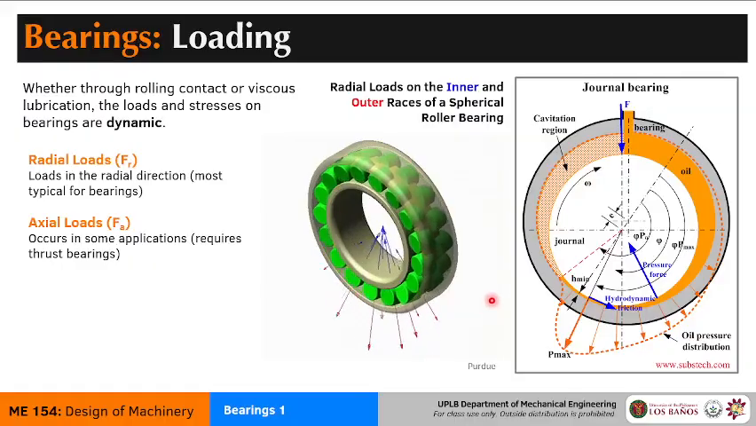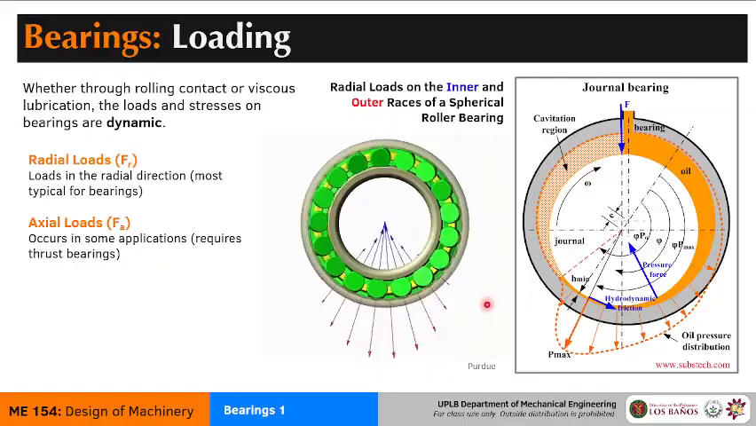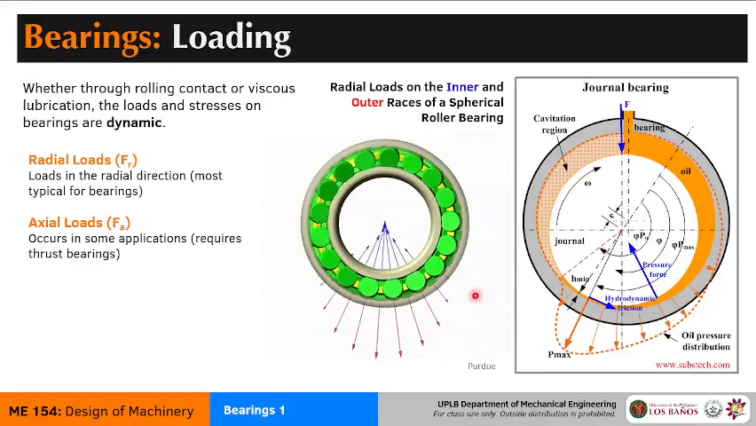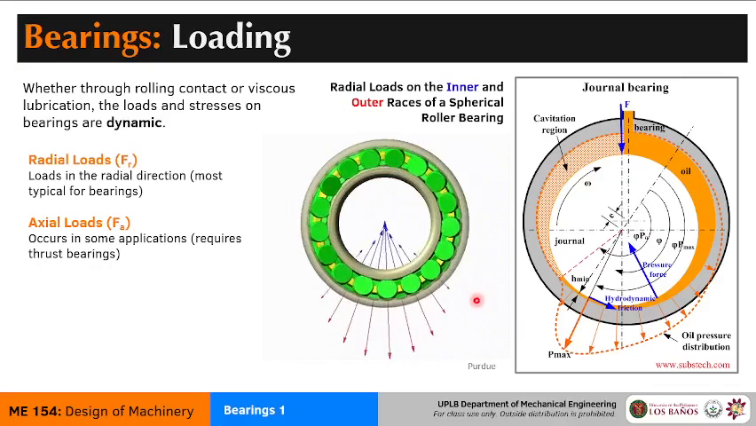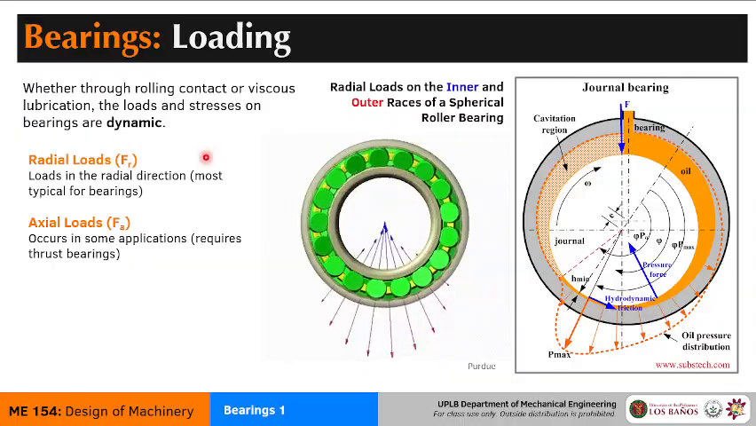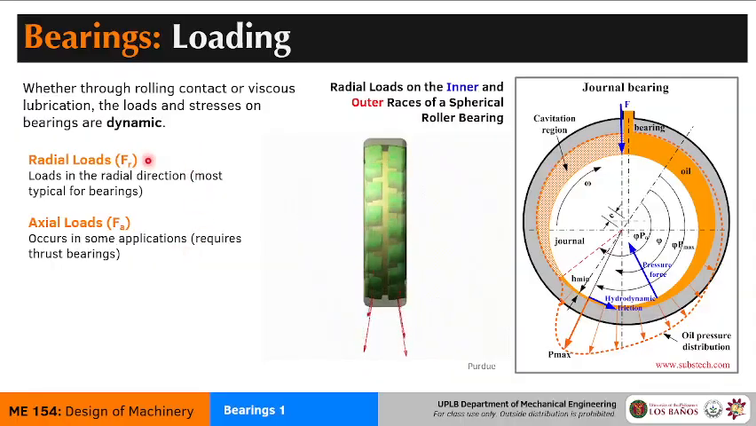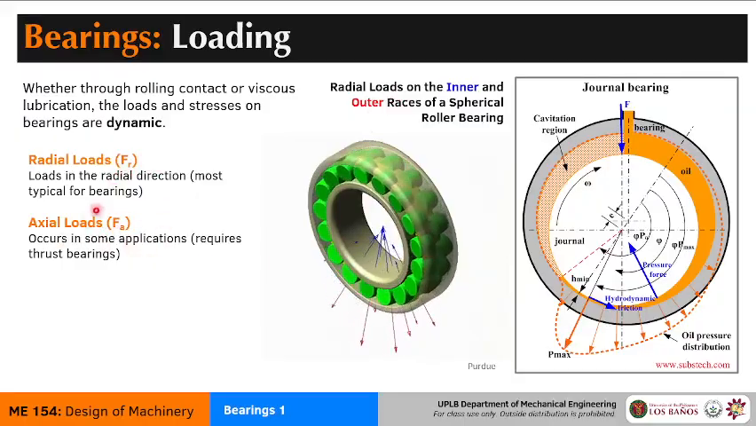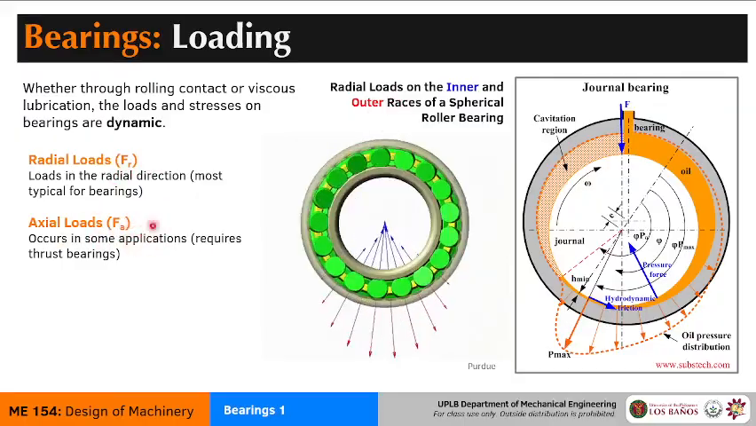So we will have to go through some hoops in order to help understand the lifetime or the life cycle of a bearing. Now, when it comes to loading, again, we have two potential loads. We can have loading from the sides, so this is radial loading, F sub R. Or we can have loading along the shaft, which is the thrust or the axial load, F sub A.